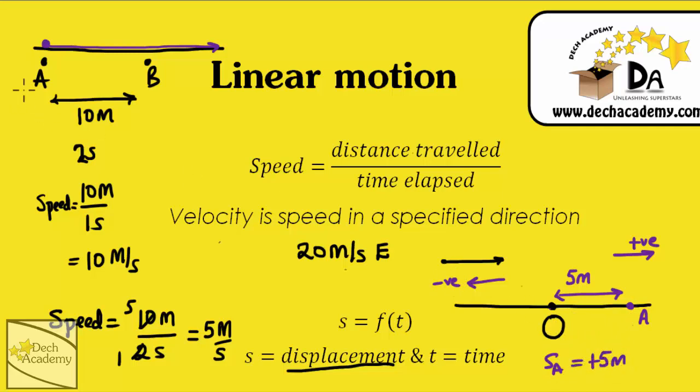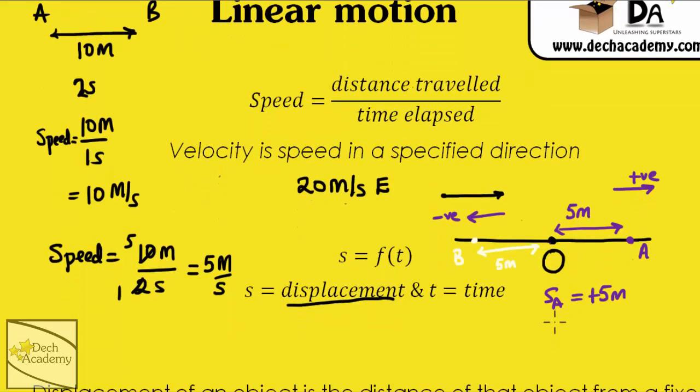If I have an object here, B, at a distance of 10 meters, or let's just continue with 5 meters. So 5 meters from this point O, this object B has a displacement of minus 5 meters relative to point O, the reference point. Why? Because it's in the direction to the left of the reference point. So the distance is 5 meters, but the direction away from the reference point is in a negative direction.